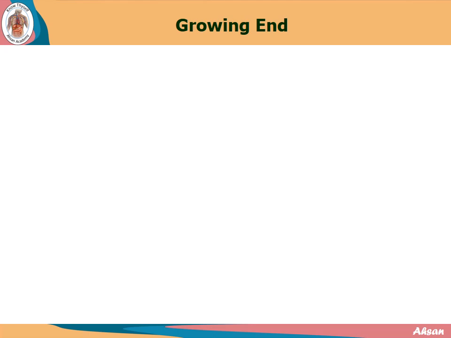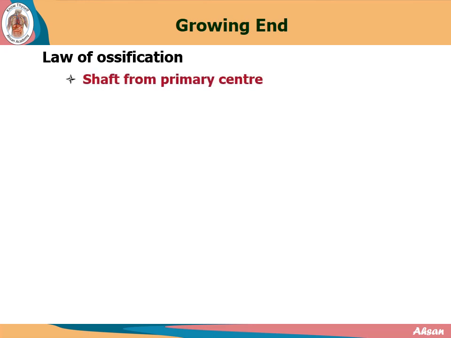To understand the growing end, we must know the law of ossification. Ossification starts at a point known as a center. The ossification center for the shaft appears very early in intrauterine life, during the 3rd month. These are called the primary ossification centers. At the ends, the ossification centers appear just after birth or in a subsequent period, so these are known as secondary ossification centers.